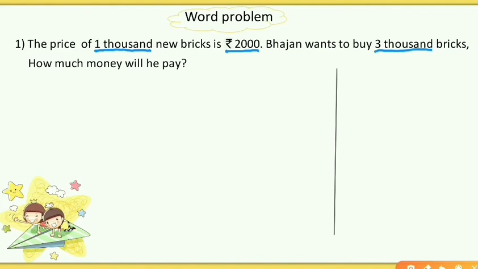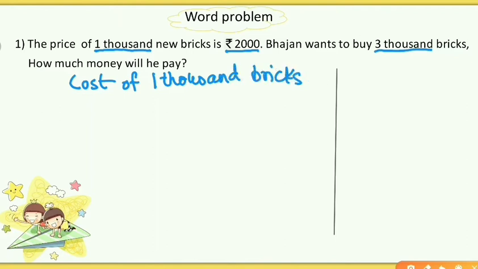Now let's start writing the statements. The first thing given in this question is the price of 1000 new bricks is rupees 2000. So this rupees 2000 is what? It is the cost of 1000 bricks. So we can write our first statement as: cost of 1000 bricks is equal to rupees 2000.